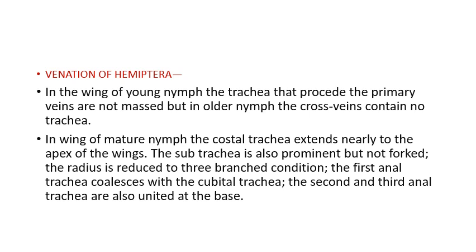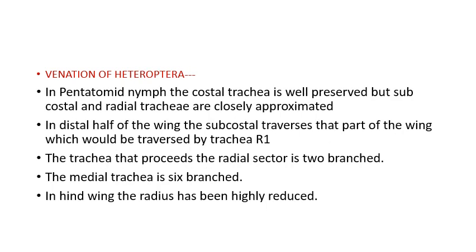The first anal trachea coalesces with the cubital trachea, and the second and third anal trachea are also united at the base. So in Hemiptera also, there are a lot of modifications, and a study of the wings of Hemiptera reveals a remarkable departure from the primitive type of wing venation. Now, in the Heteroptera also, a lot of modifications have been reported.